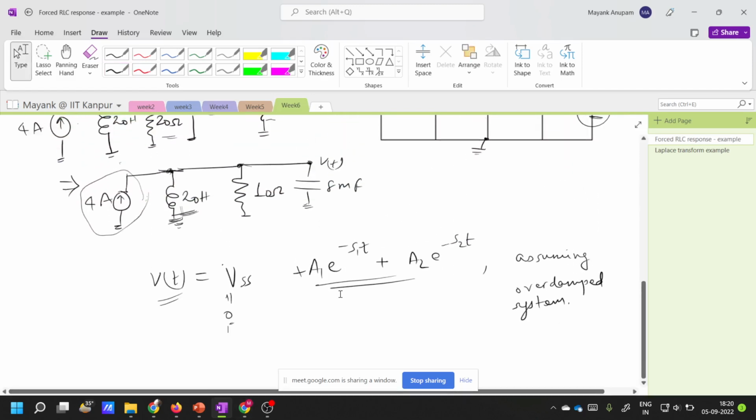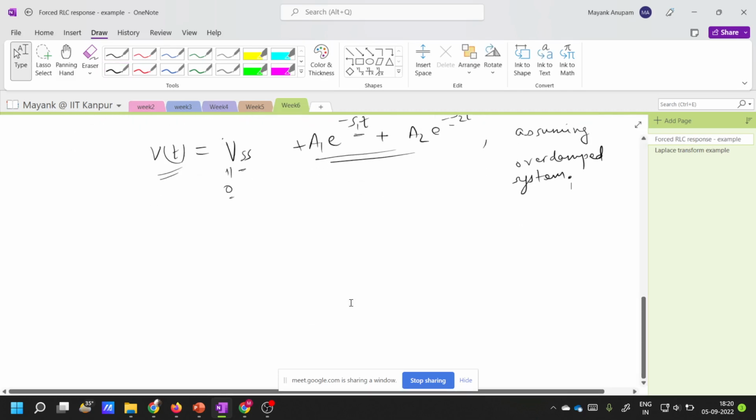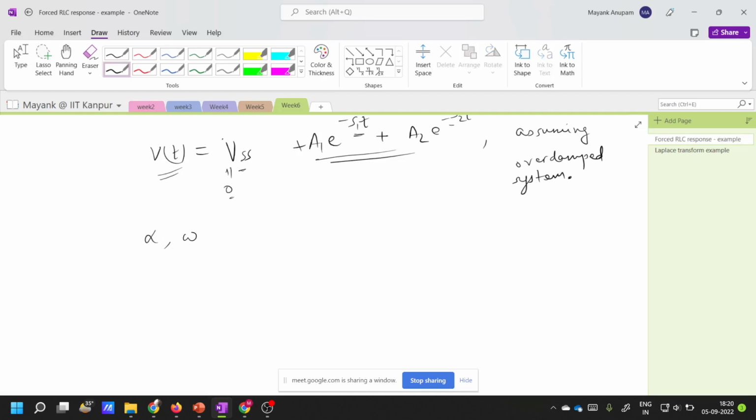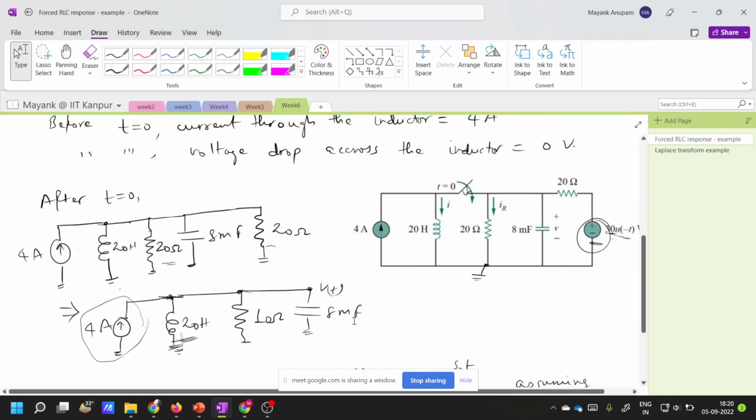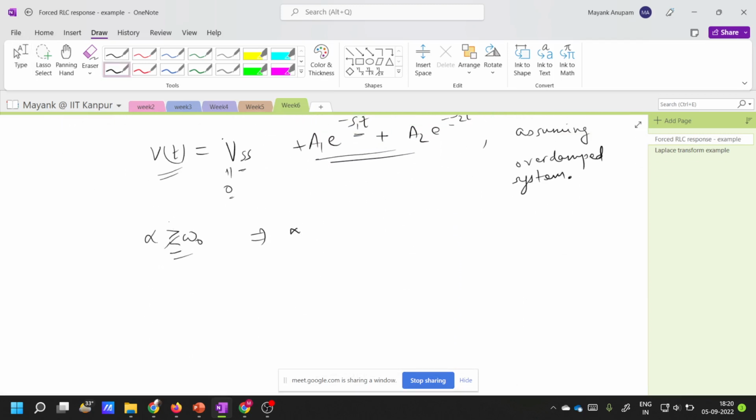Nice. Very good. So now I know this particular guy. Now tell me what is S1 and S2. By the way, what is the metric to find out whether a system is overdamped, underdamped, or critically damped? How do you do that? You find out alpha and omega naught, right? And check whether alpha is greater than or less than or equal to omega naught, right? And what is alpha? By the way, this is a parallel RLC network, right? So in this case, what is alpha equal to?